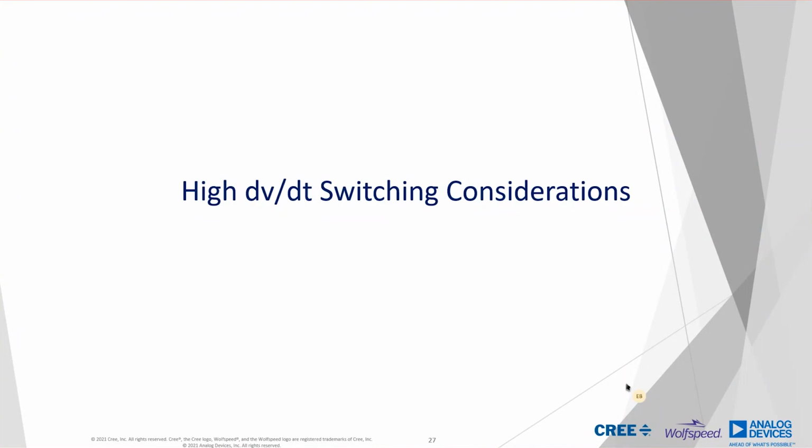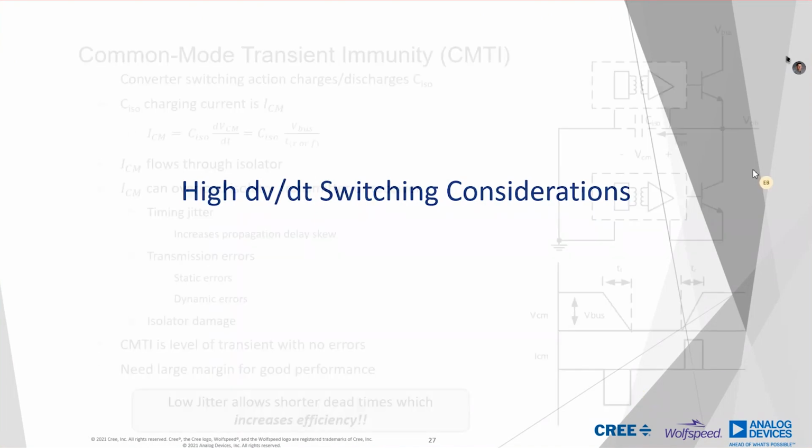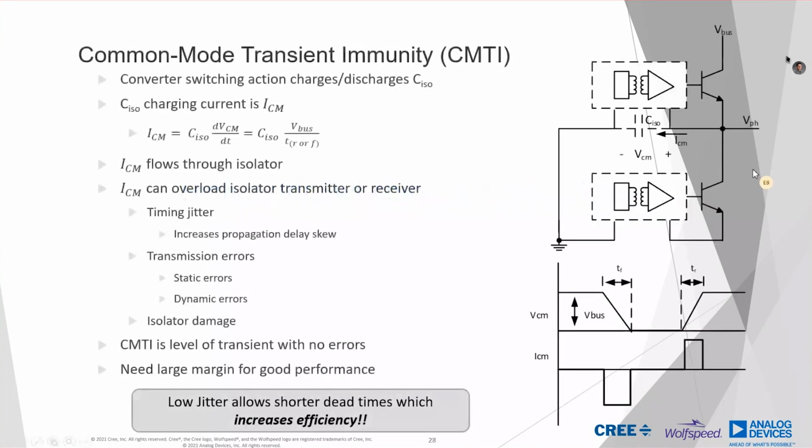Okay, so kind of wrap things up here. Want to talk about some more of the considerations now that we've got the switches switching very quickly. You're going to end up with some high dV/dt issues that need to be looked at. One of them is the common mode transient immunity. Often folks think of this as kind of a disturbance rejection or rejecting noise, but in reality the common mode transients are inherently generated by the switching action of the power converter.